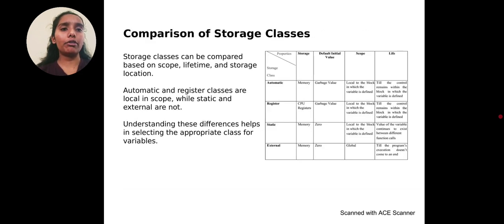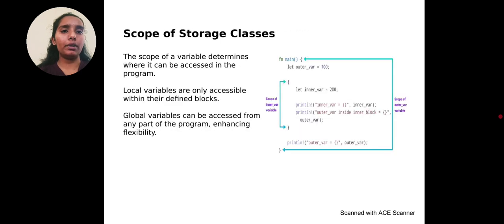And the storage classes can be compared based on scope, lifetime and storage location. Automatic and register classes are local in scope while static and external are not. Understanding the differences helps in selecting the appropriate class for variables, and you can see the table over here and you can refer to it.